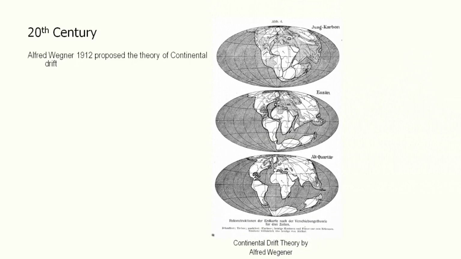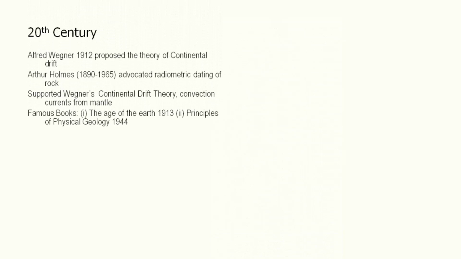The picture shows continents joined together as Pangea in the Carboniferous age, then drifting apart in Eocene times, and then in the Quaternary, as it is mentioned, taking the present shape. We all know about Arthur Holmes by his famous book Principles of Physical Geology. He advocated radiometric dating of rocks and supported Wegener's theory, with rising of convection currents from the mantle. Harry Hess gave the concept of seafloor spreading and younger oceanic crust.